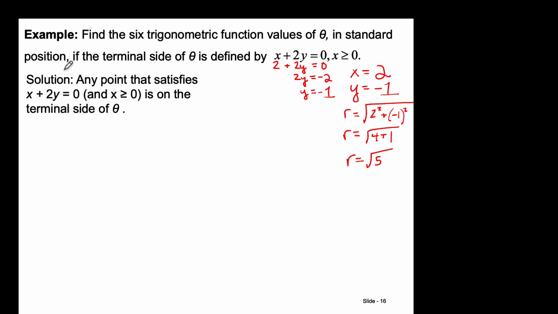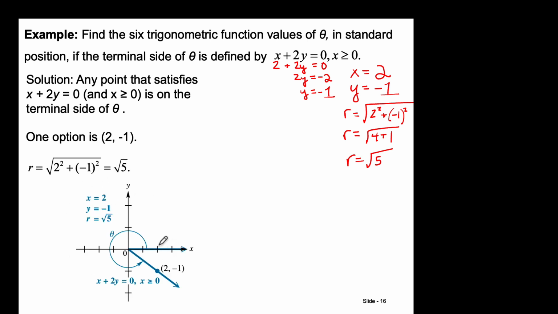Okay, here we go. Let's write that solution up. Any point that satisfies x plus 2y equals 0, make sure you follow your restriction, x needs to be positive, is on the terminal side of theta. One option that I'm going with is (2, -1), giving me an r of radical 5. Here's a visual. Turns out that terminal side is in quadrant 4. And to graph it, if you'd like, you just plot your point: 2 on the x-axis, -1 on the y, and then you draw your terminal side passing through that. We also figured out that the distance from the origin to that point is radical 5.